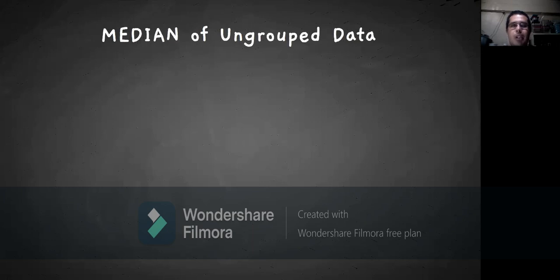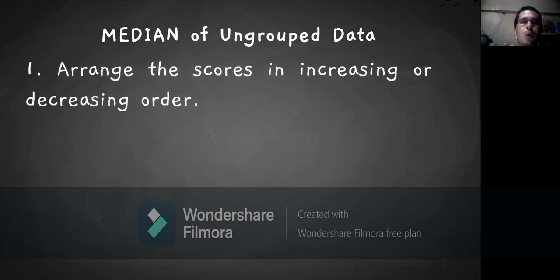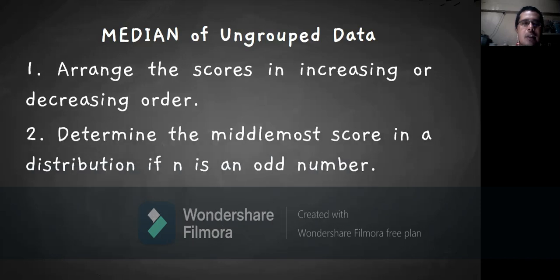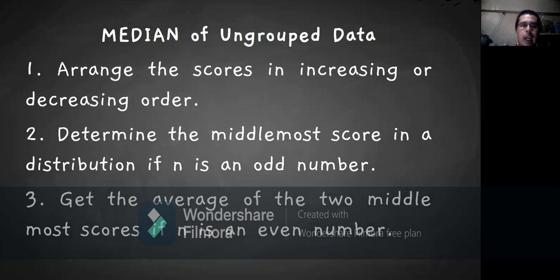Here are the steps on how we are going to solve for the median of ungrouped data. First, we arrange the scores in increasing or decreasing order. Next, we determine the middlemost score in the distribution if the total number of cases is an odd number. And we get the average of the two middlemost scores if the total number of cases, or the frequency n, is an even number.